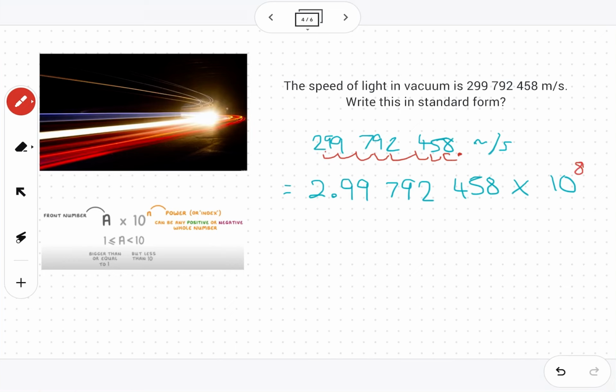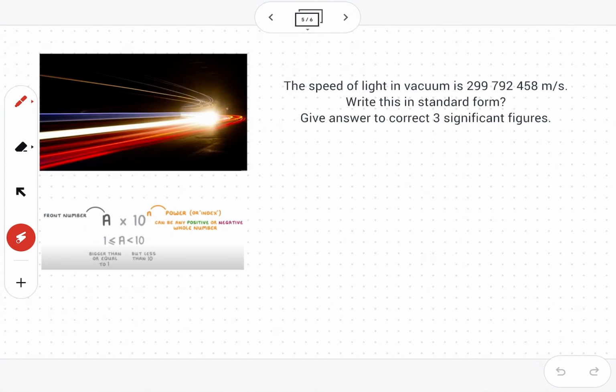Okay, now the problem with this is, look, even though it's in standard form, there are still so many digits. That is why sometimes we have to put another condition. Same question, but the difference is, give answer to correct 3 significant figures. So we only want 3 significant figures, 3 digits.